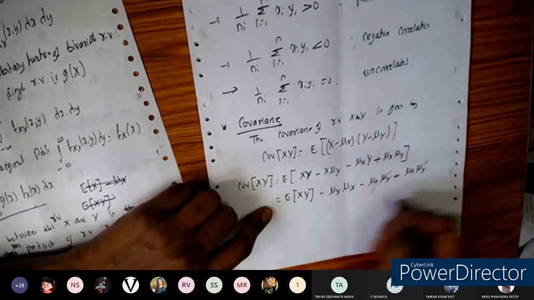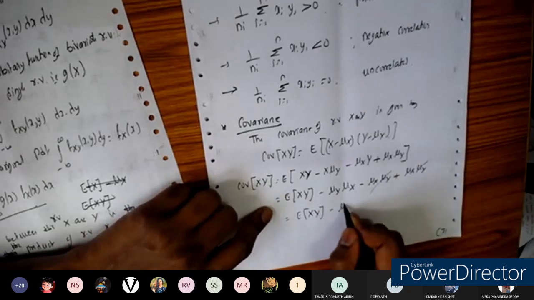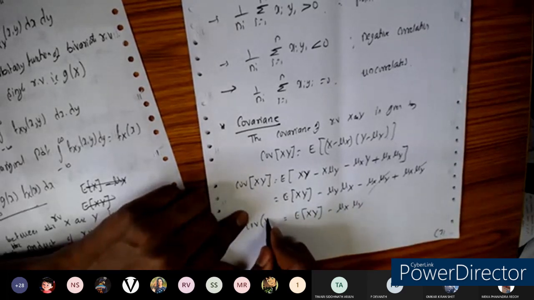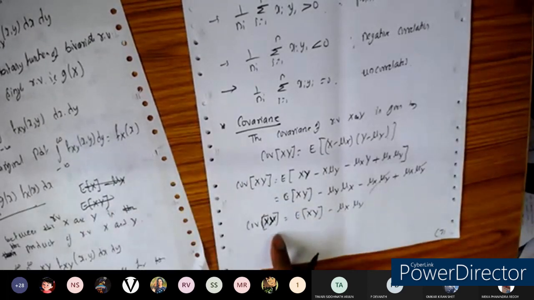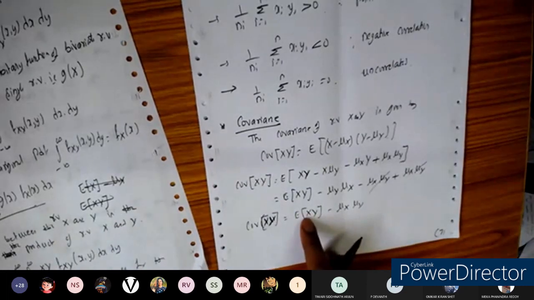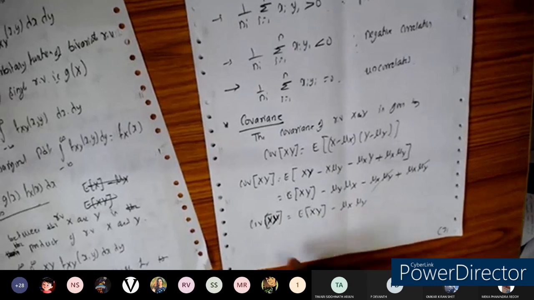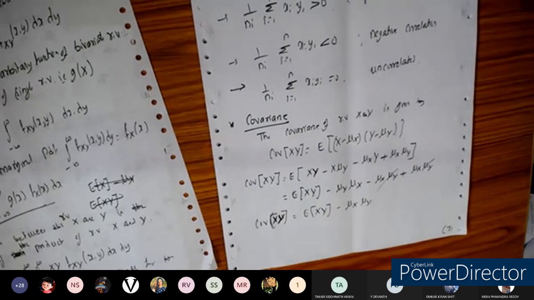This term gets cancelled with this one, and the remaining term is the covariance of x and y. So the covariance is the correlation of the random variables x and y, minus the product of their means. This is how we define the covariance.